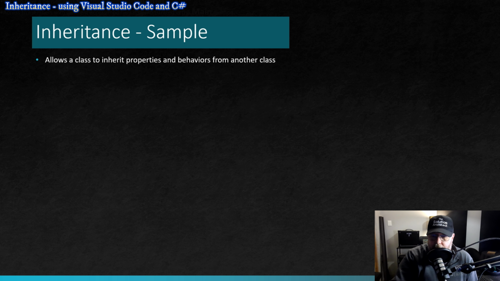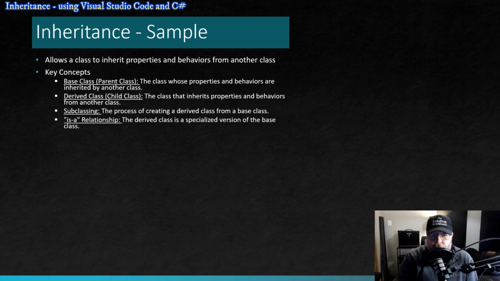So what is inheritance? Inheritance is a fundamental concept of object-oriented programming that allows a class, called the child or derived class, to inherit properties and behaviors from another class, which can be called a parent class or a base class. This promotes code reusability and helps in creating a hierarchy of classes.